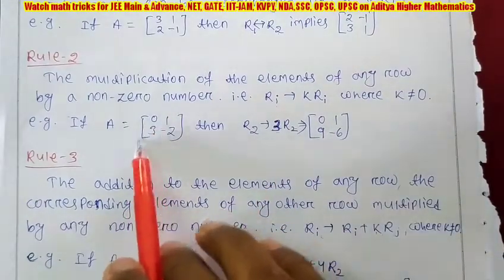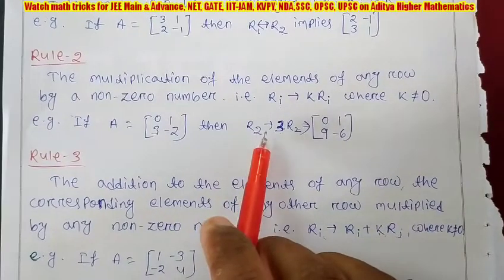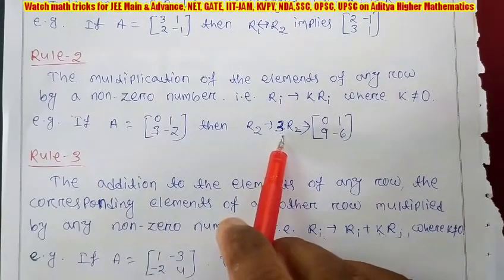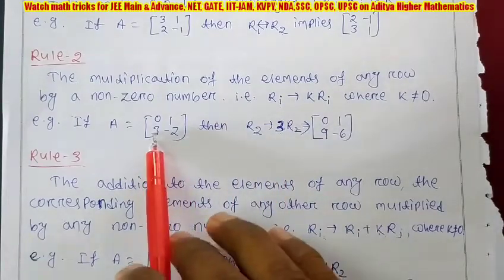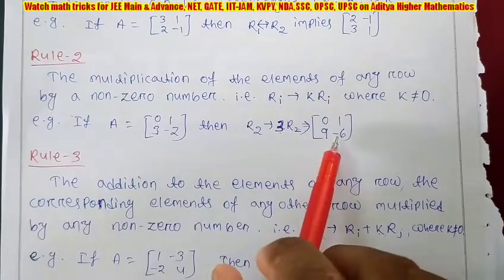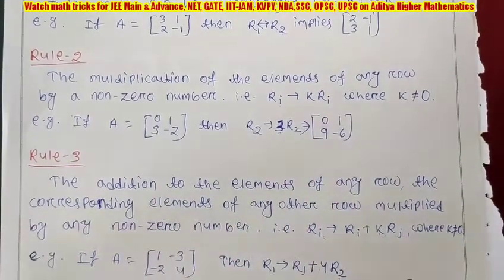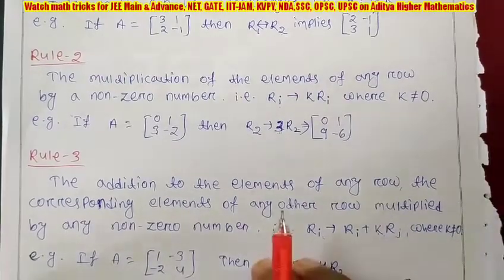That means if A is a given matrix, and we apply R2 changes to 3R2, you multiply the elements of R2 by 3. 3 multiplied by 3 is 9, and it is minus 6. So this is about rule 2. You can multiply by any constant which is non-zero.